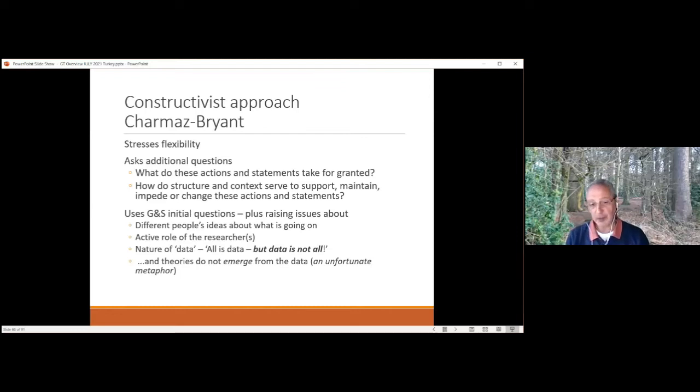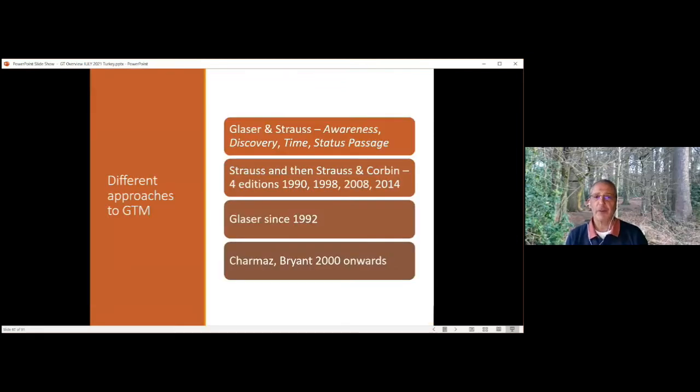Okay. And we think this idea of emergence is an unfortunate one. So we've then got different approaches to the method. We've got the basic texts from Glaser and Strauss, and from there, we've got Strauss and then Strauss and Corbin with their work. Now, Strauss goes off and teaches in Germany for a while, and the German tradition is a very different tradition, very well represented in the two handbooks, which you'll see.